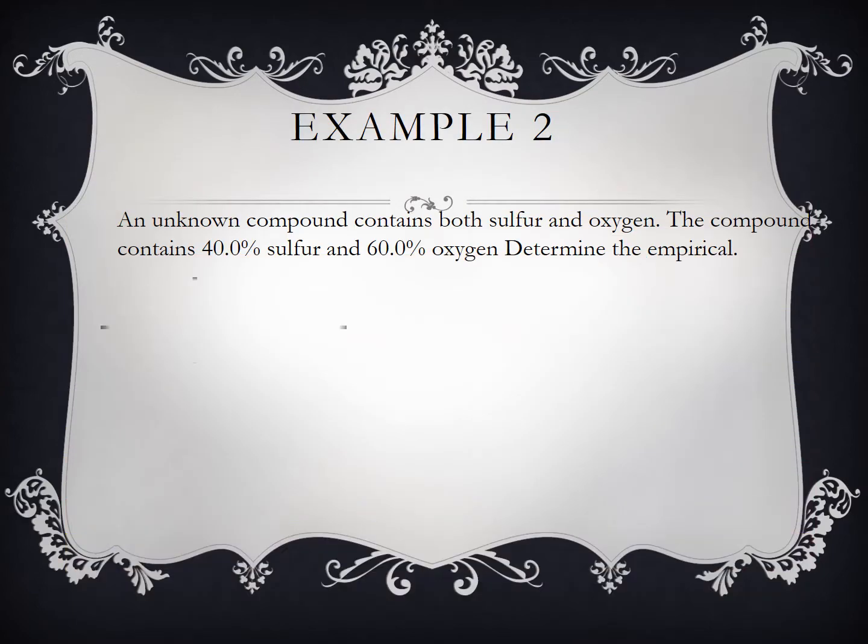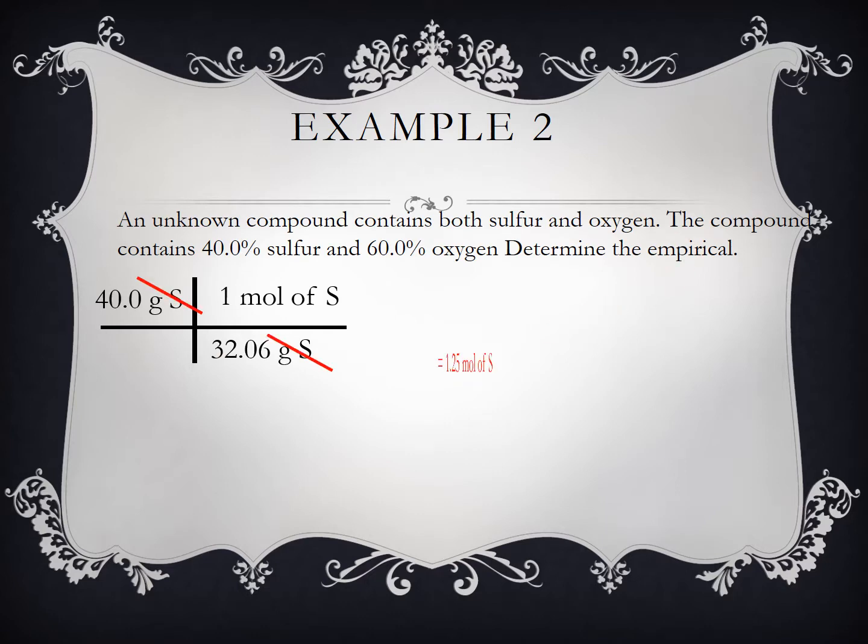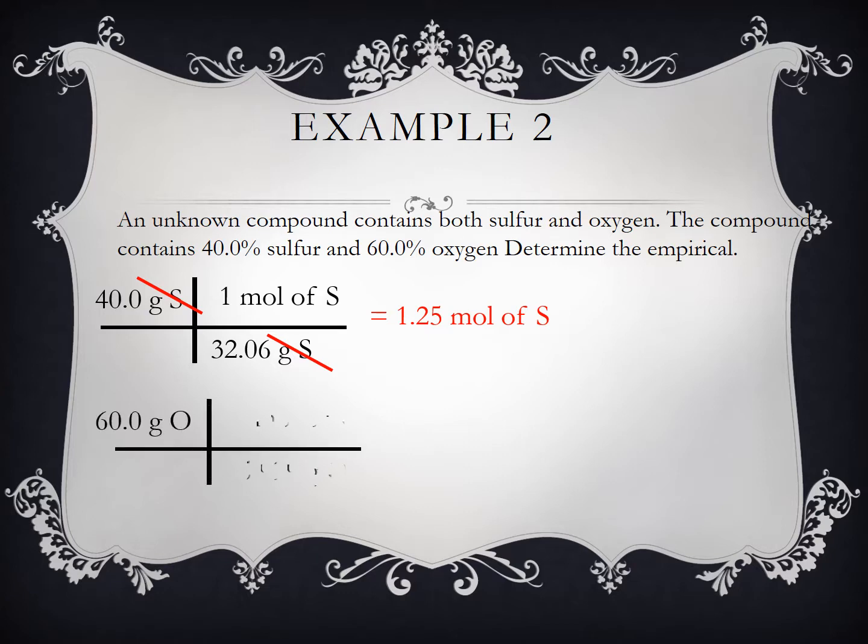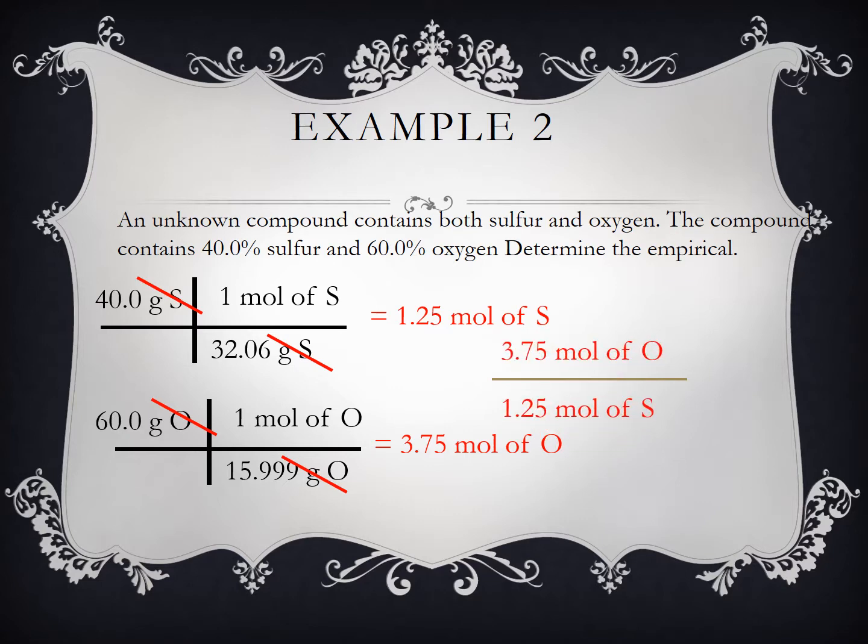So we treat 40% as 40 grams of sulfur, divided by 32, 1.25, and 60 grams of oxygen, divided by 16, and we get 3.75. So you can know that oxygen is larger than sulfur, so you do O over S, and it should come out to be a 3 to 1 ratio, and that means the formula is SO3.